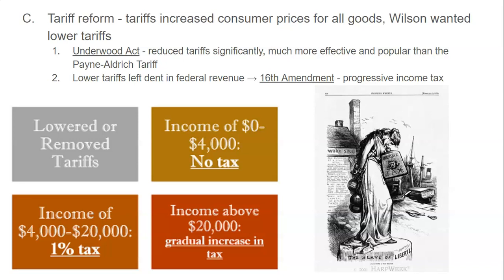However, if the federal government is not collecting tariff taxes, then they are not going to be collecting enough money. So lowering tariffs leaves a dent in federal revenue. Because of this, the 16th Amendment was adopted, which institutes a progressive income tax, which means that the people in America making more income would pay more taxes compared to people making less income.